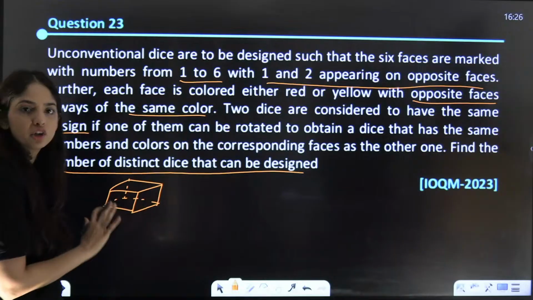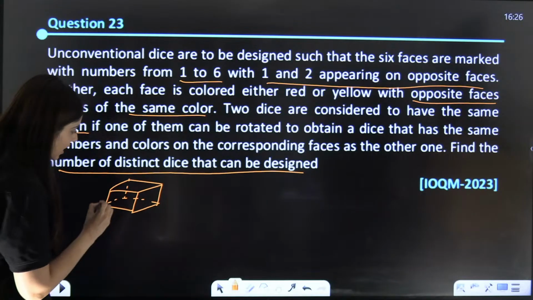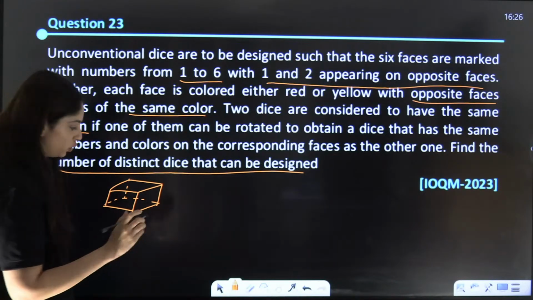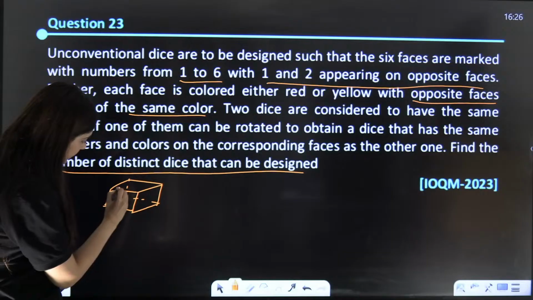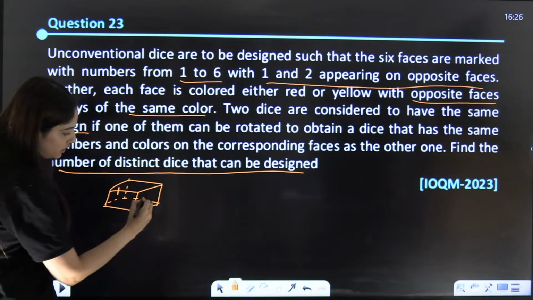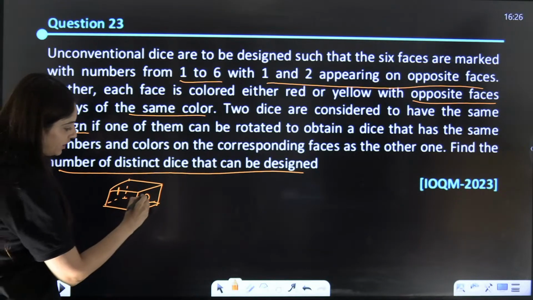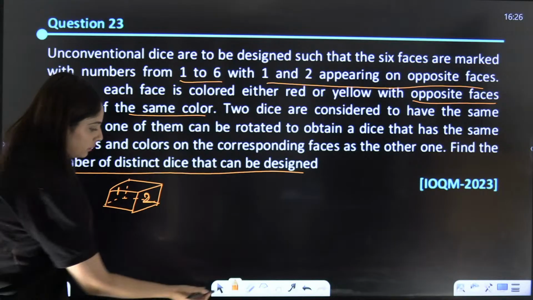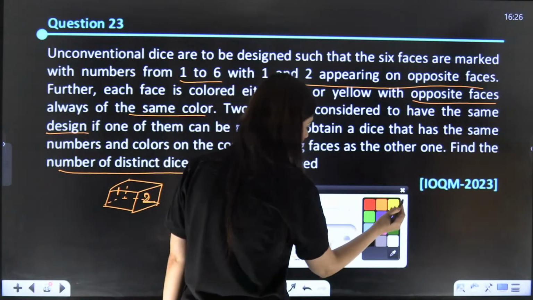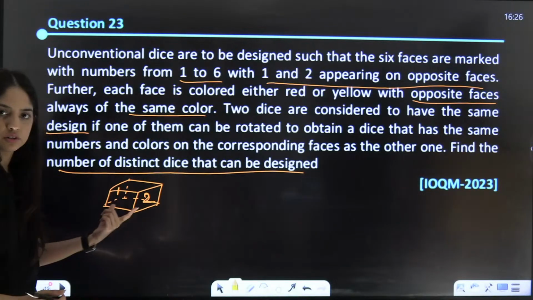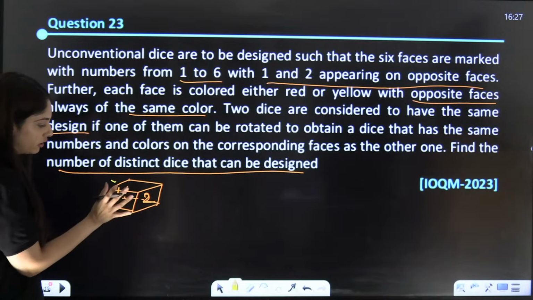So we have a cube like this, right? Now let's fix 1 and 2. Let's say 1 is on the left face and 2 has to be on the right face. We'll color them later, but let's first fix the numbers. Okay, so 1 and 2 are on the opposite sides.